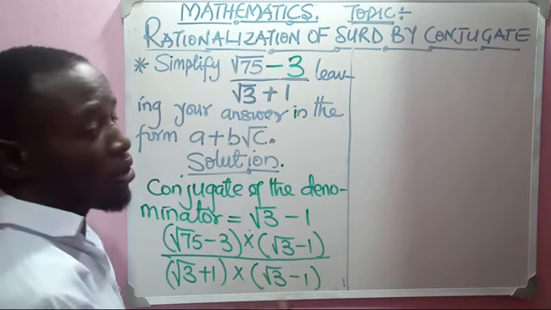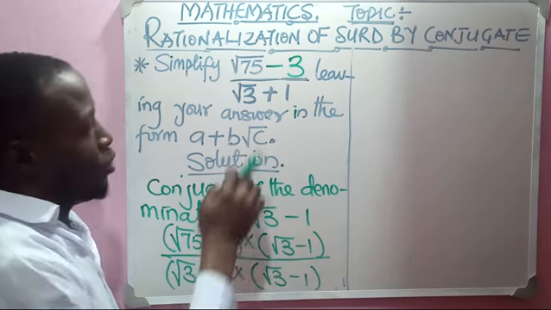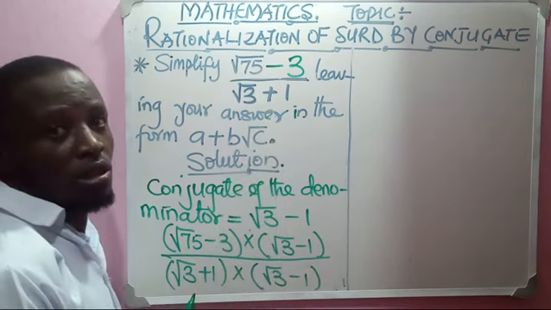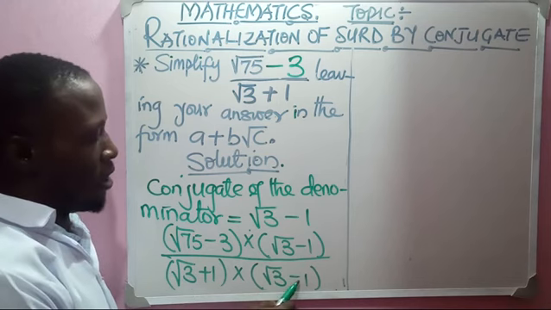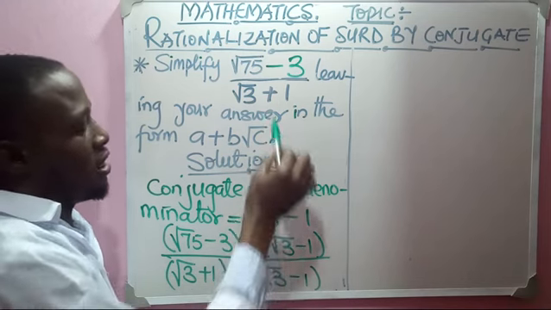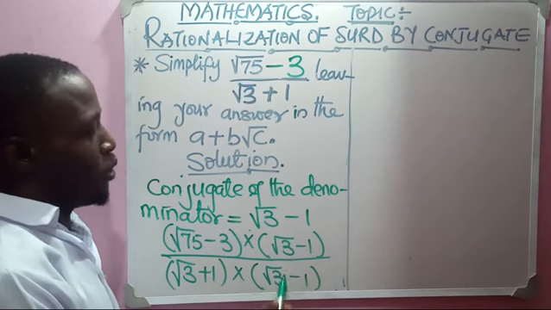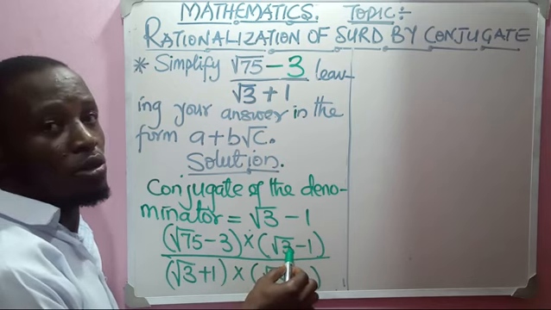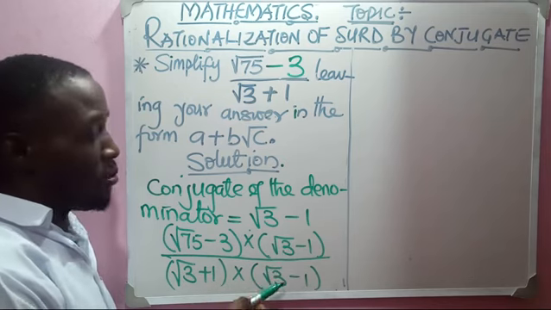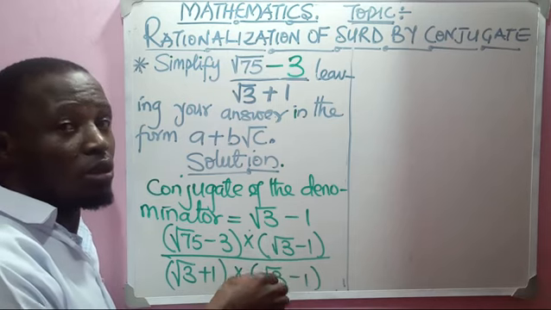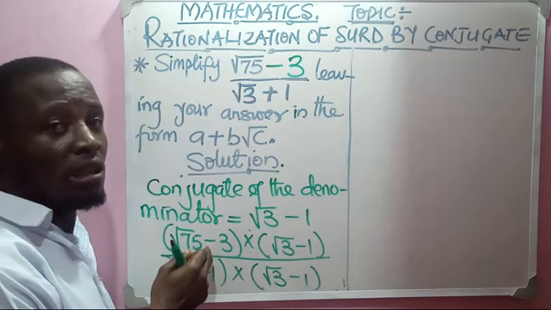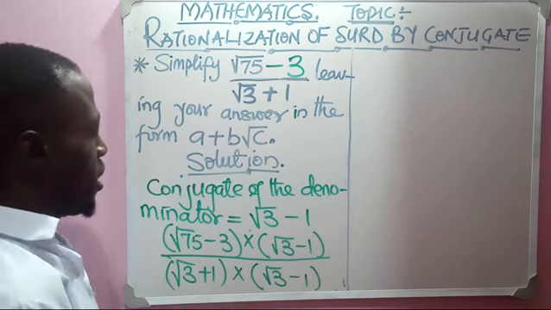This is what? Rationalization. First of all, look for the conjugate at the denominator, which is root 3 minus 1. It's only the sign that will change. Then multiply the numerator by the conjugate and the denominator by the conjugate of the denominator. Please don't tamper with the numerator. So we can now expand.